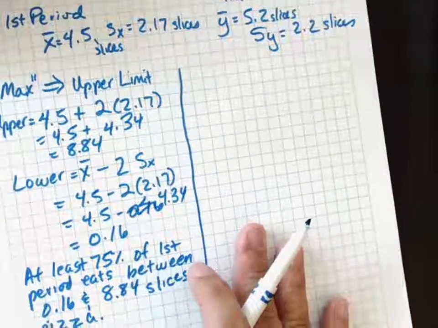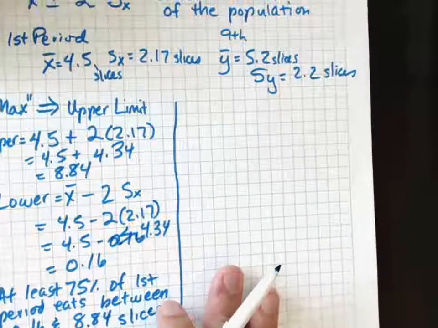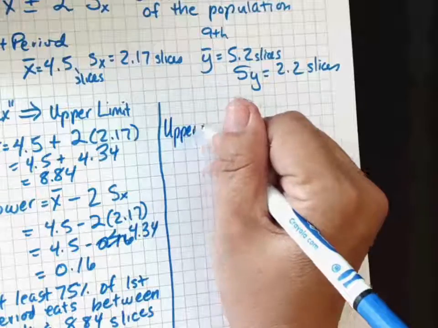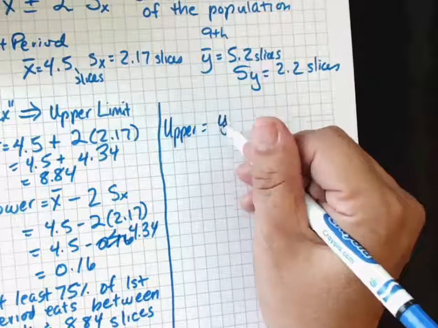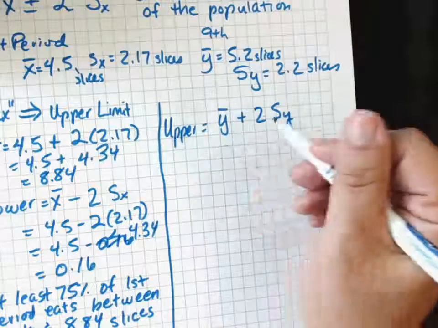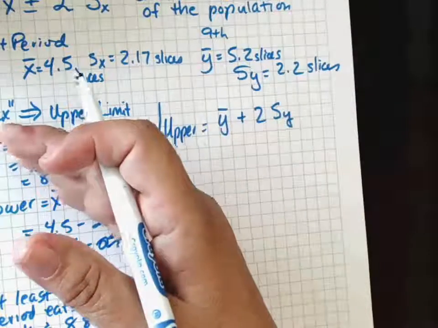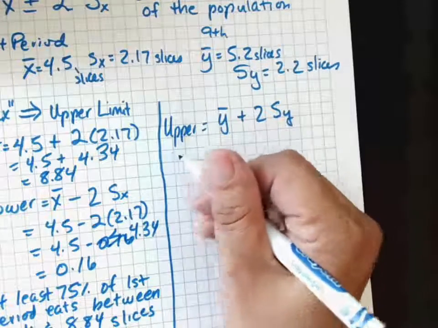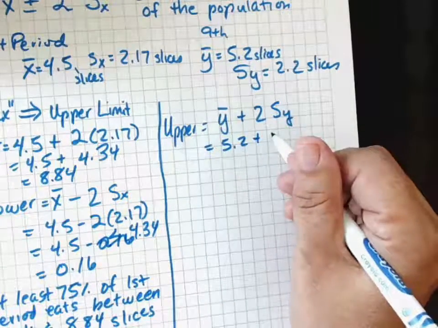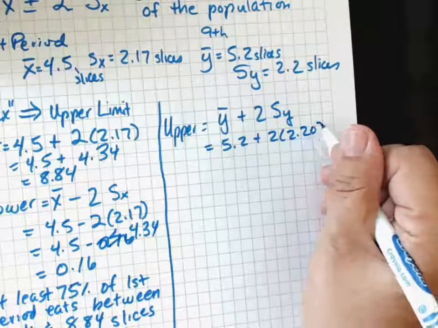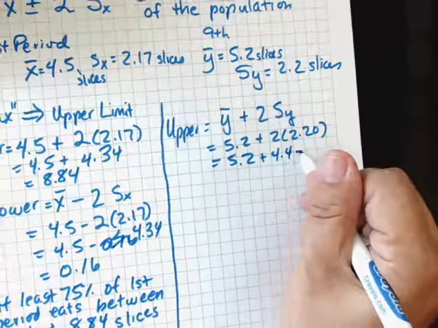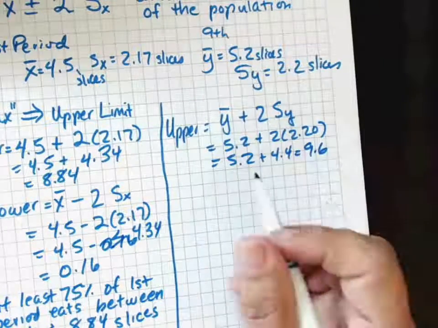All right, so let's go ahead and work on another example for my 9th period. We'll do the upper limit for them too. So let me write y bar plus 2 standard deviations. The only difference when I write y instead of x is that x I'm using for my first set of data and y I'm using for my second set. So that'll equal 5.2 plus 2 times 2.2. 5.2 plus 4.4 is 9.6.